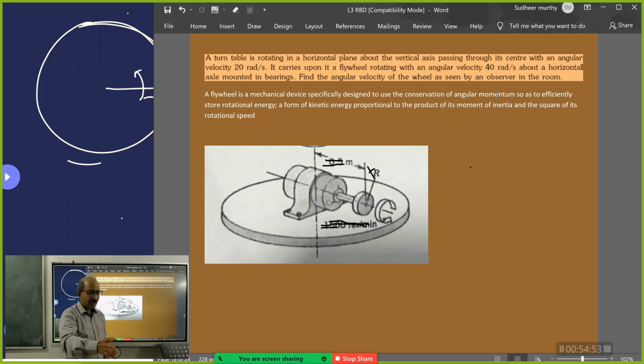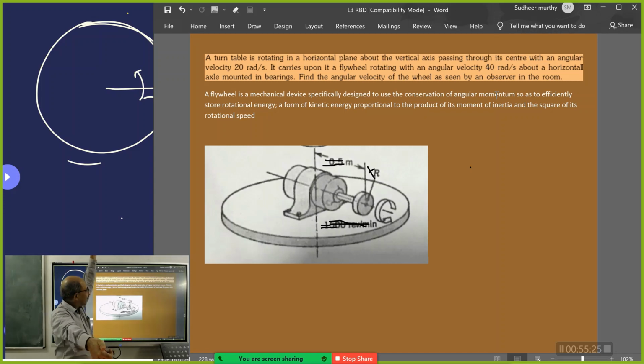Right. Now, see, this is the turntable. Turntable is rotating like this. So the angular velocity of the turntable is my left hand, which is gone up. And the flywheel is placed on the turntable and it is rotating like this. So the angular velocity vector of the flywheel is towards your face. So these are the two. And now you are seeing both these vectors.